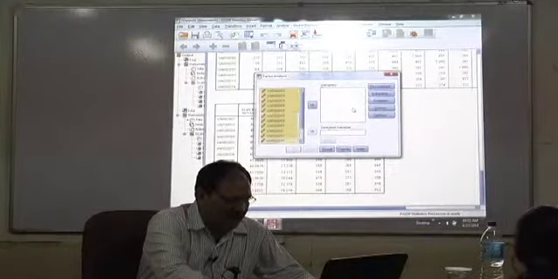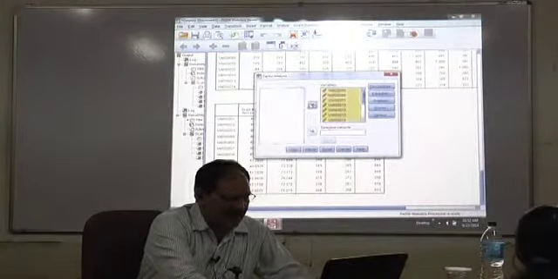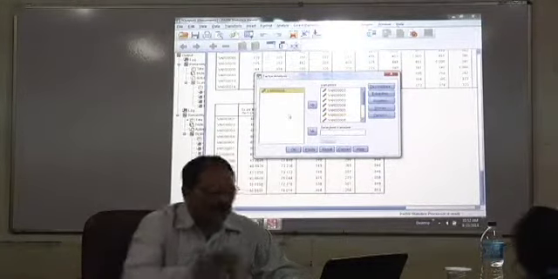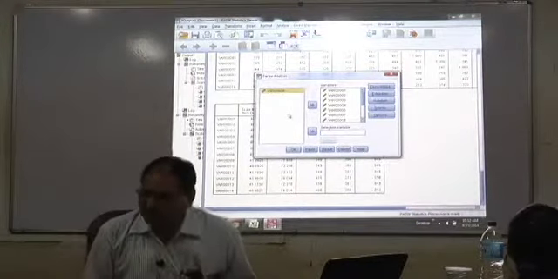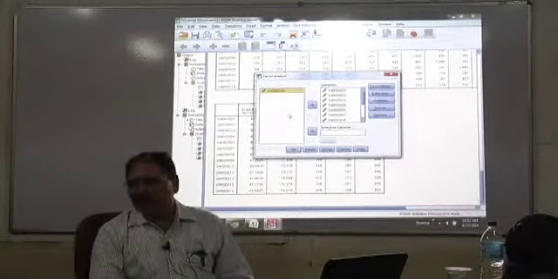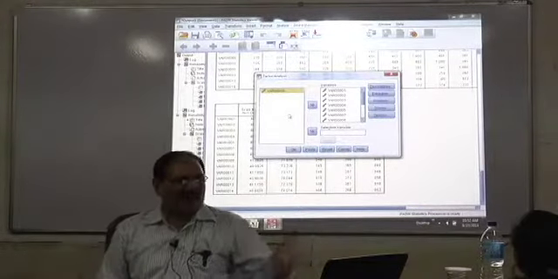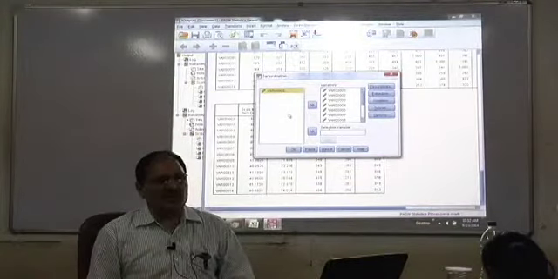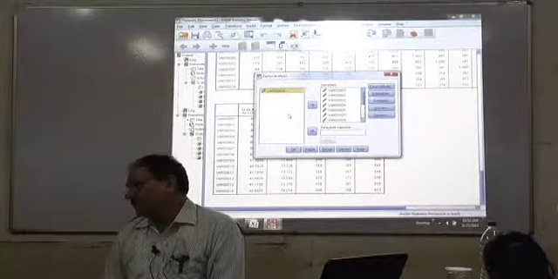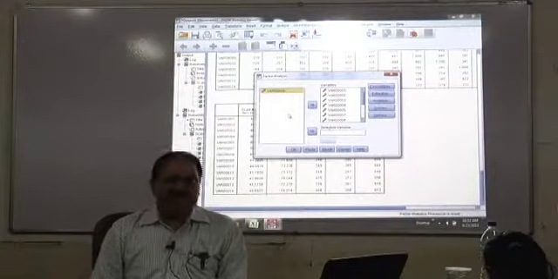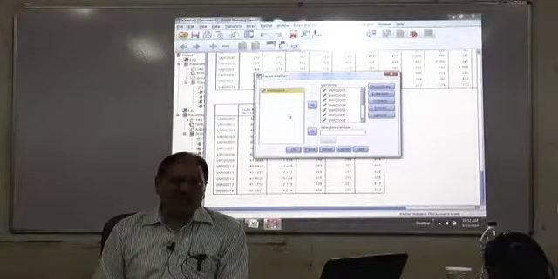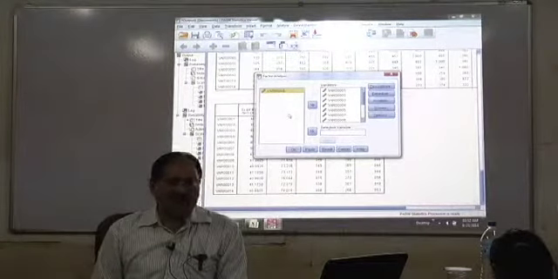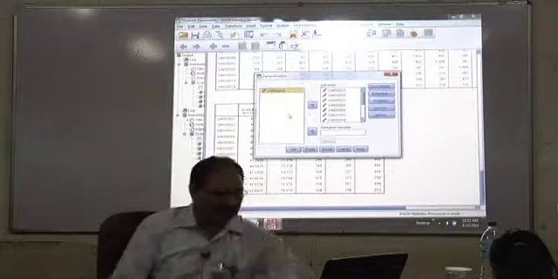You can transfer all first and then we will retransfer item number 6. That is easier than dividing the variables into 2-3 parts and transferring. Transfer all to the right window and retransfer item number 6, because we don't want item number 6 to be included in the factor analysis. Right? Because item number 6 was actually dragging your reliability down. So that has been removed now, and therefore from factor analysis also we will remove item number 6.